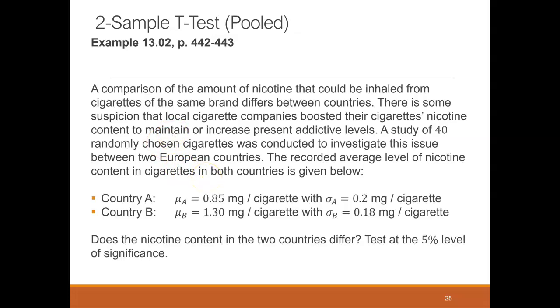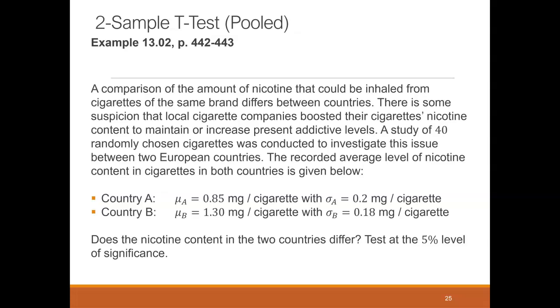So let's say in country A, we found the average nicotine in those 40 cigarettes was 0.85 milligrams per cigarette with a standard deviation of 0.2. And in country B, we found 1.3 milligrams per cigarette with a standard deviation of 0.18. And we want to test, is the nicotine content really different in these two countries? Or do we get a weird sample? And we're going to test at a 5% level of significance.